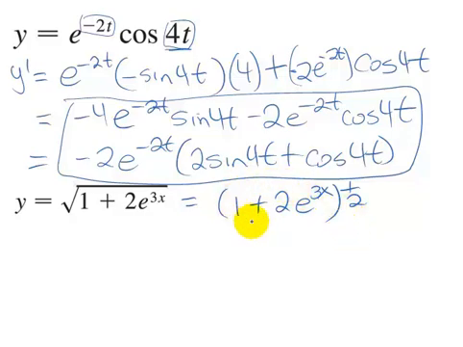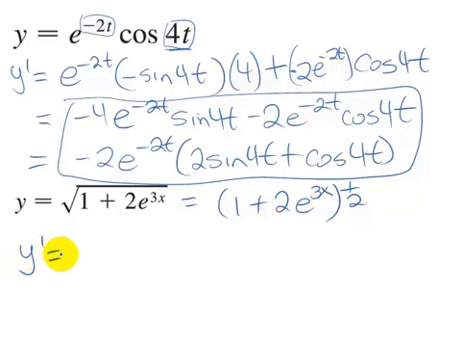Then as we move inside, we see that we have 1 plus 2 times e to the 3x, so we have an exponential with some stuff inside: e to the something, and the something is 3x. So we're going to have a chain rule within a chain rule here. Let's go ahead now and find the derivative.